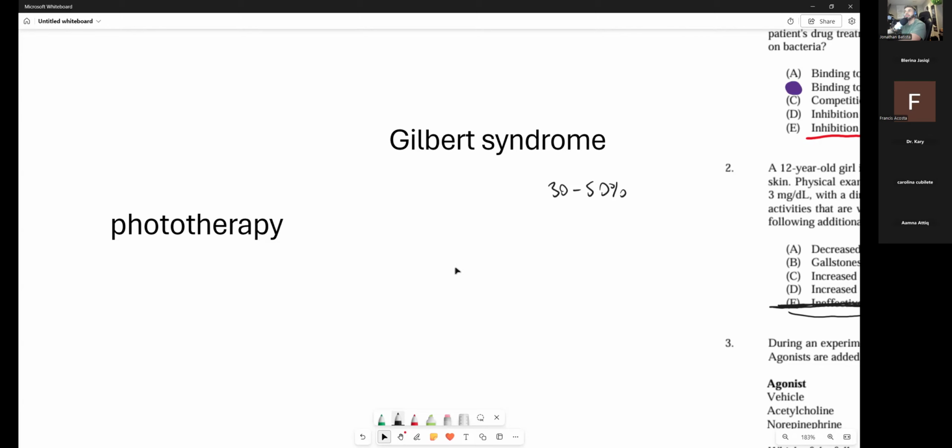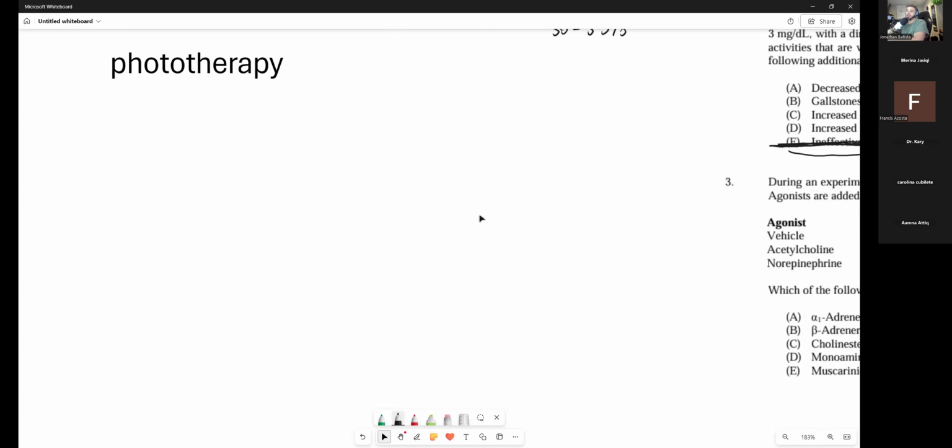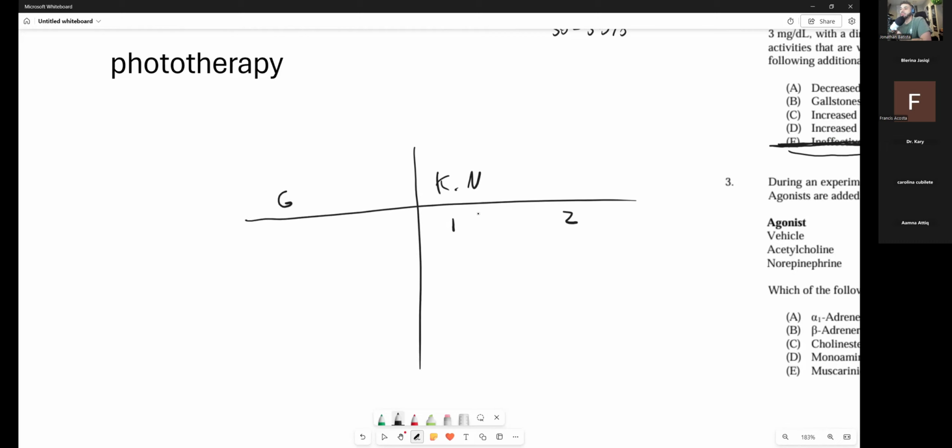So let's compare everything. Let's give a little comparison of all three: Crigler-Najjar type 1, type 2, and then Gilbert's. Put it like this. One thing I can tell you is that they are all autosomal recessive. I mean, we're talking about the activity of an enzyme here, right? An activity of an enzyme.